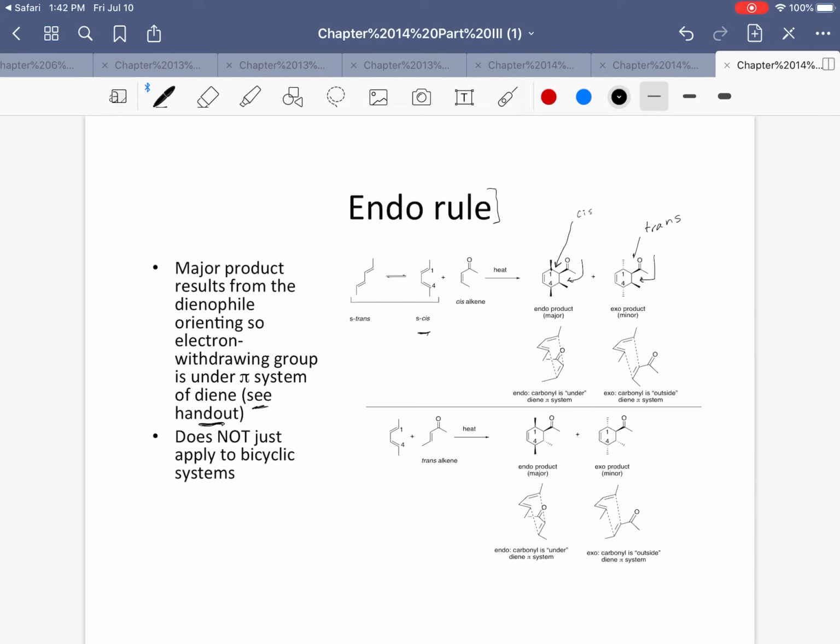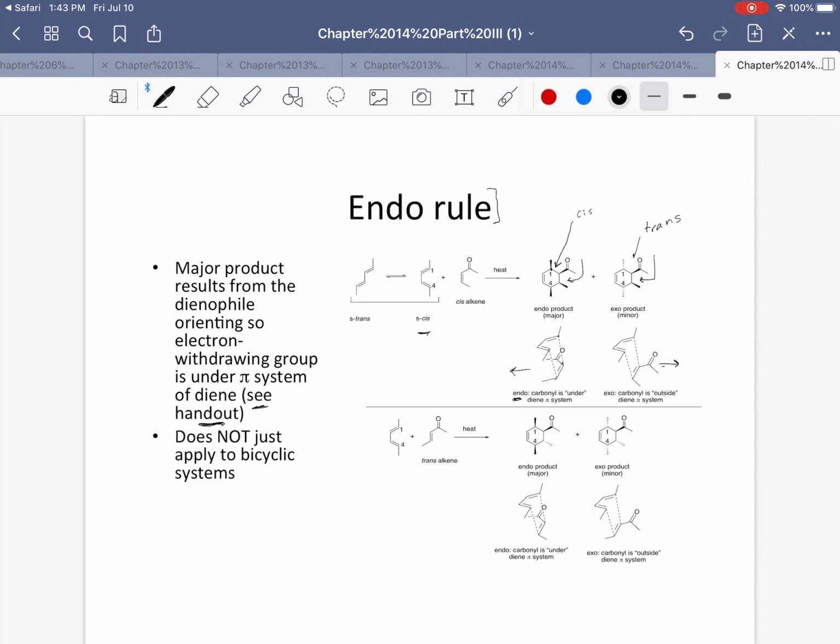If you look at the diene lining up with the dienophile, the p orbitals that are on carbons 1 and 4 have to overlap with the p orbitals of your alkene. And in the endo alignment, the carbonyl sits underneath the pi system. In the exo alignment, it sits outside the pi system.